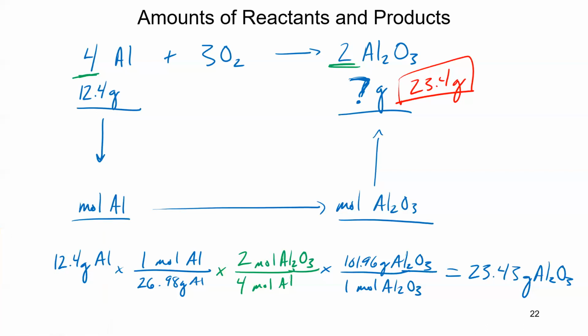Was there another question there somewhere? Yeah. How do you know how many significant figures to do? So the number that was given to us, 12.4, had just 3 sig figs. So our final number should have 3 sig figs.